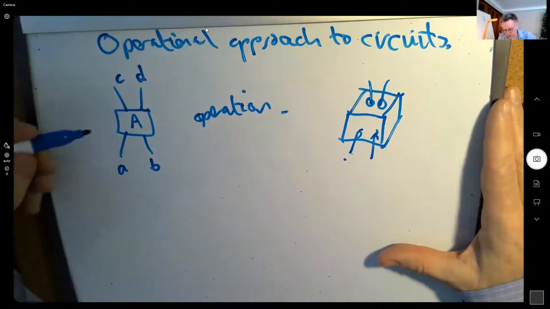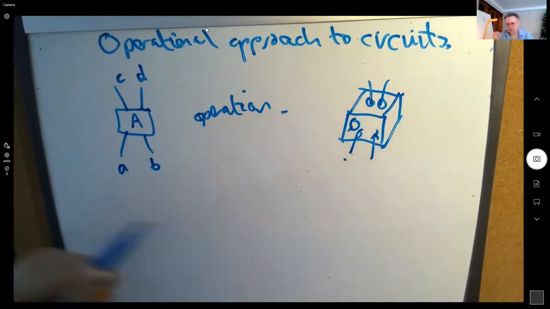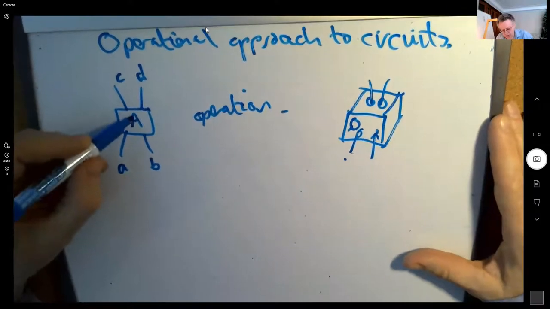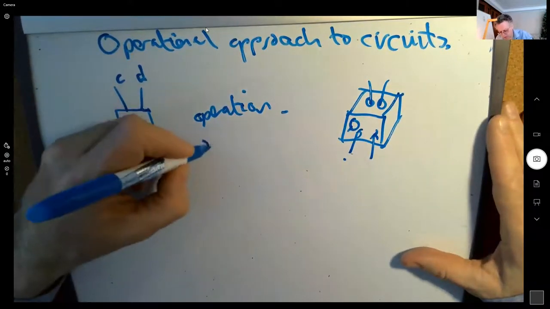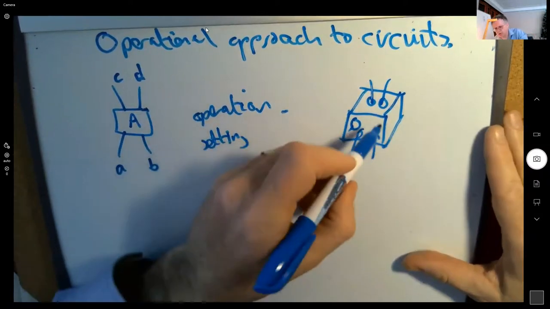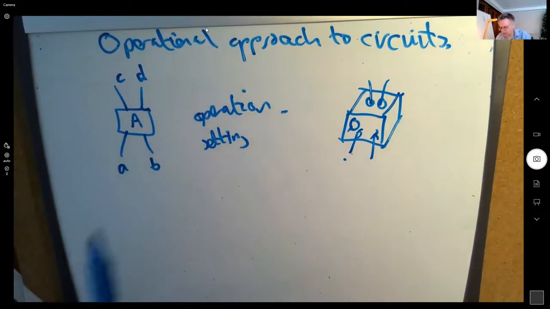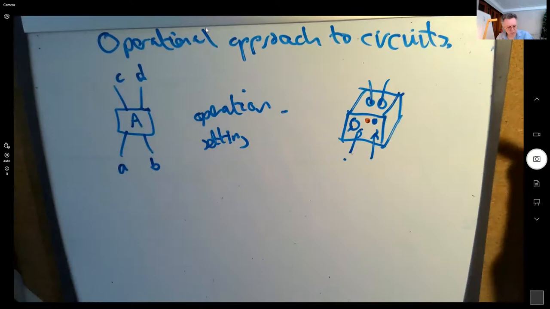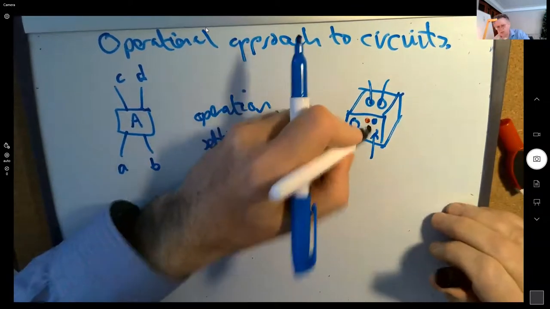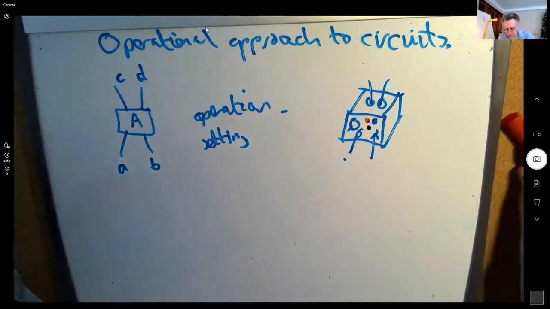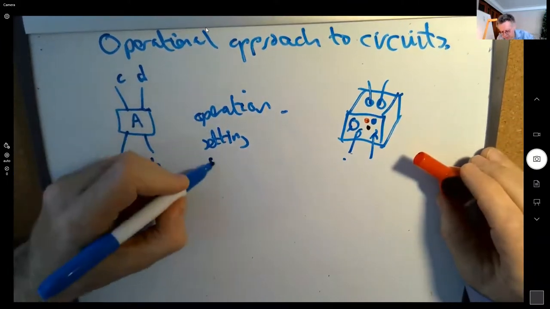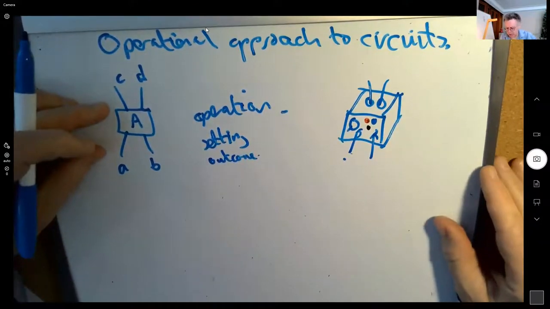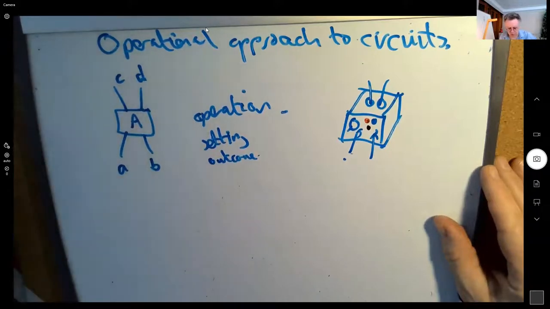This constitutes your operation. Also, the box may have on it certain settings, certain knob settings. And so here you have a setting associated with this operation. And the box may also have lights of different colors that can flash, you know, red light, blue light, black light. These are the outcomes. So over here, you have also an outcome. So this is a basic object in this operational approach to circuits.